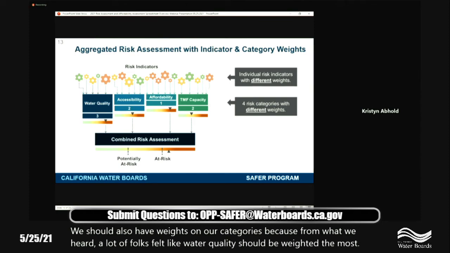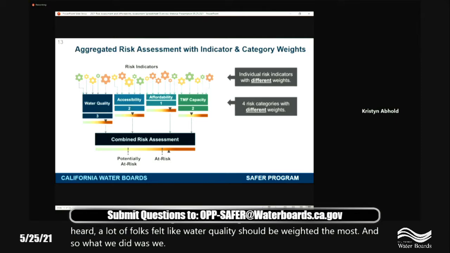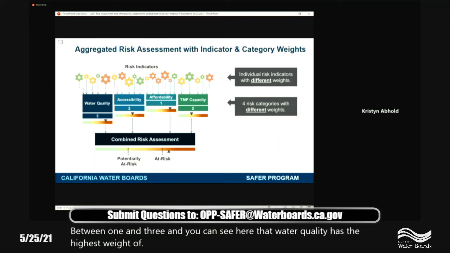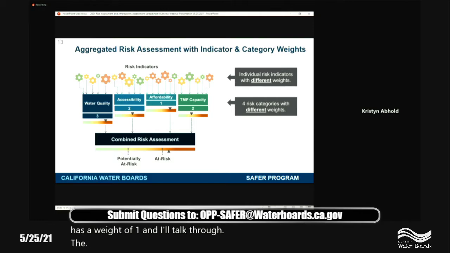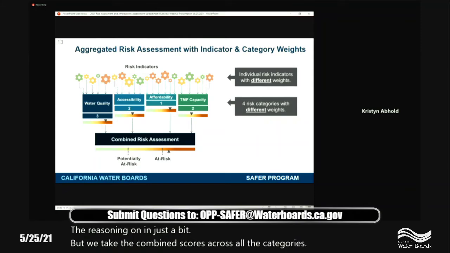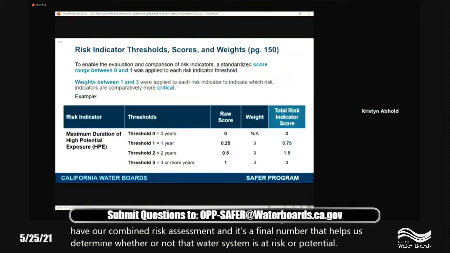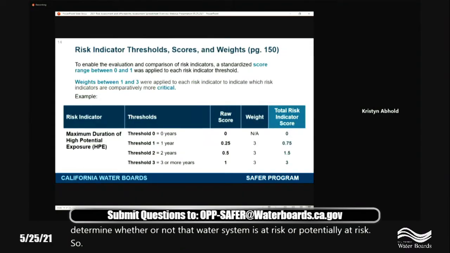And so what we did was we worked with the public to identify weights between 1 and 3. And you can see here that water quality has the highest weight of 3, accessibility and TMF capacity 2, and affordability has a weight of 1. And I'll talk through the reasoning on that in just a bit. But we take the combined scores across all the categories, and then we have our combined risk assessment. And it's a final number that helps us determine whether or not that water system is at risk or potentially at risk. So let's look at an example of how this plays out.